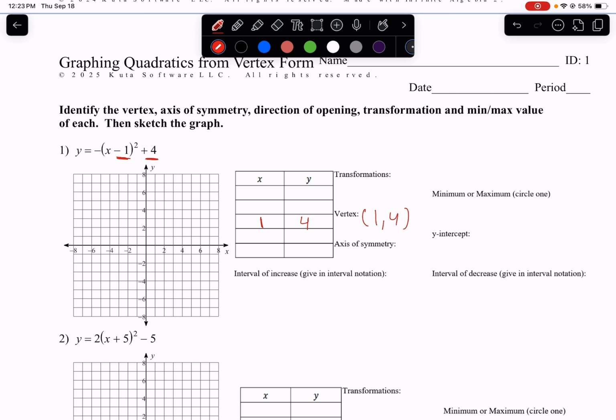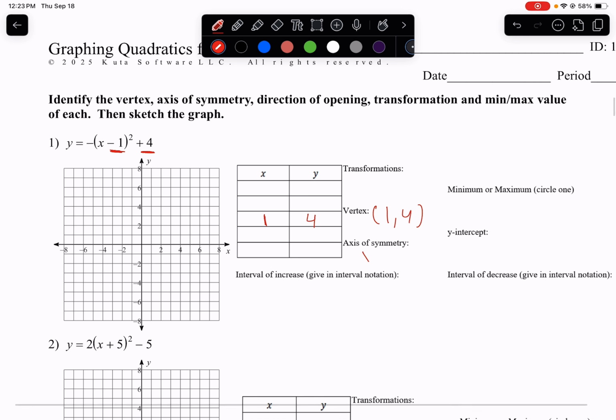Then we should also be able to figure out what our axis of symmetry is. Our axis of symmetry is always just x equals the x value of our vertex, which is going to be x equals 1. Then we can look, okay, is this going to be a minimum or a maximum? Well, this guy is definitely going to be down like a frown since he's negative. So that means that we have a max.